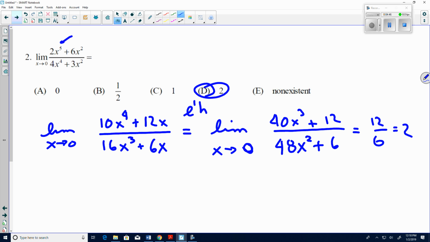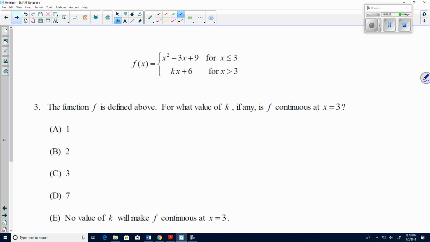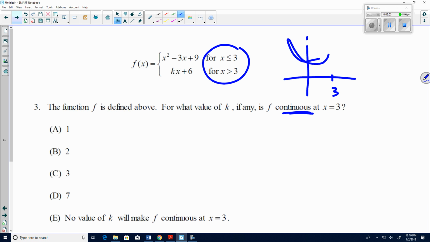Okay, number 3. This is a question about continuity. There's something going on at 3. Notice we have a parabola for values less than 3. And if we had a little sketch going on here, here's 3. There's some sort of parabolic behavior over here, and then a linear behavior for numbers bigger than 3. And the question is, what happens at 3? We want this actually to be continuous, however it hooks up.